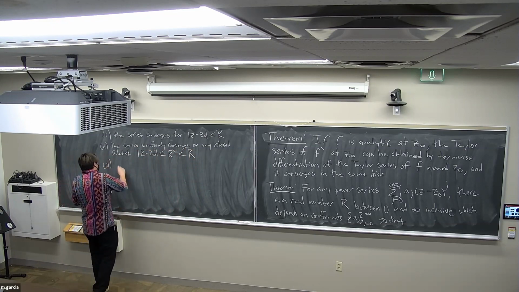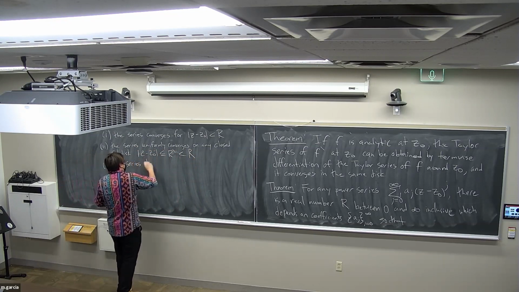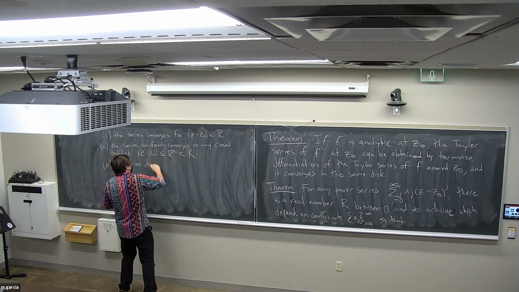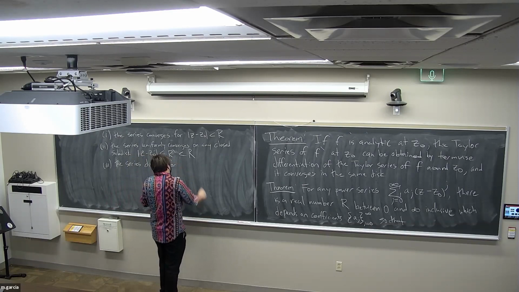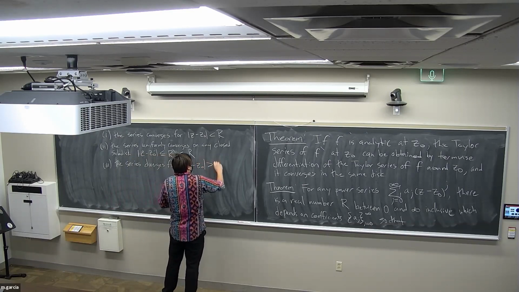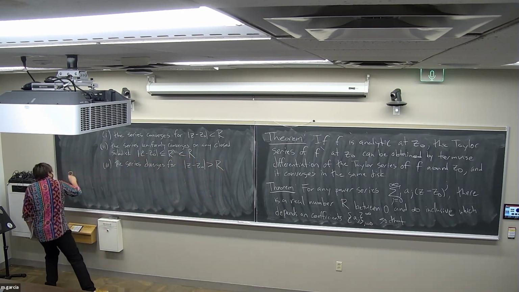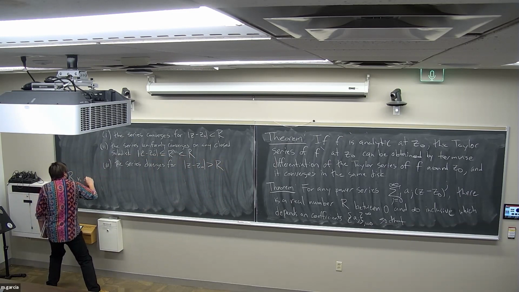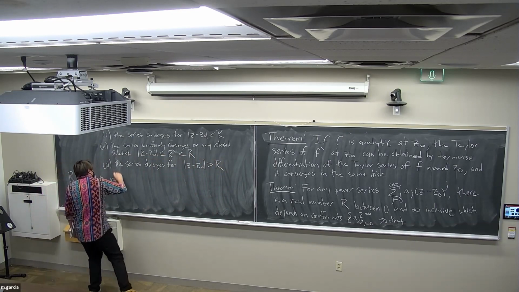And thirdly, the series diverges for the modulus of z minus z naught strictly greater than r. And as you may have guessed, r is called the radius of convergence.